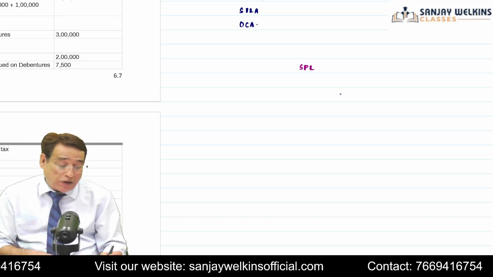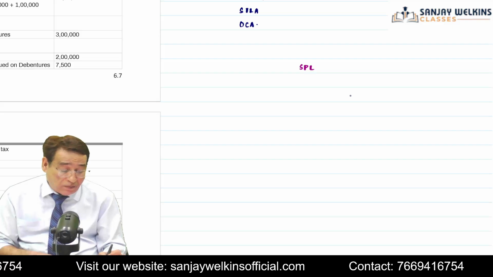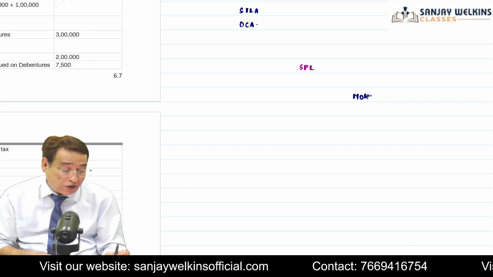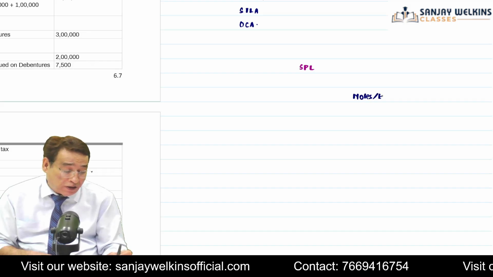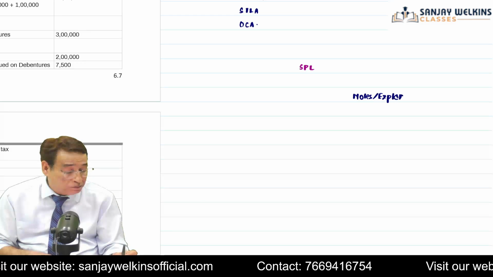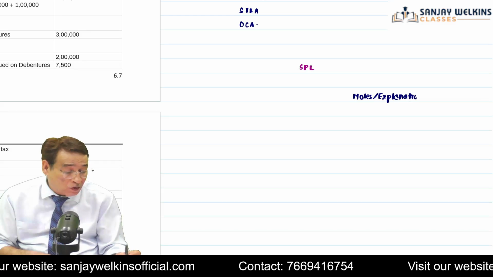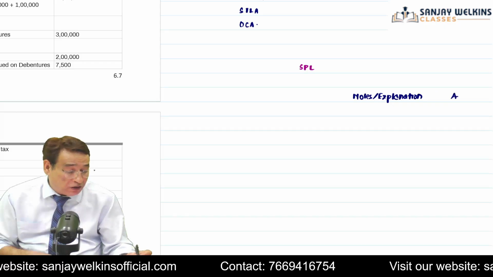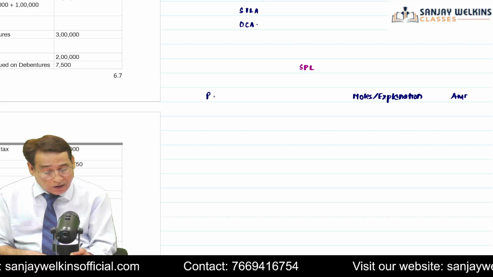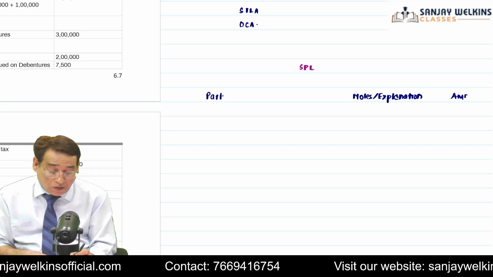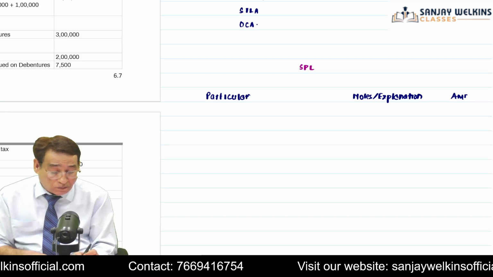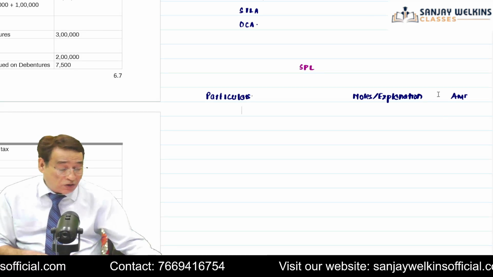In order to prepare the statement of P&L, similar to the last one, first of all I will write here notes and explanation. That means I will prepare the notes simultaneously. And then I will write the amount. Obviously here I will write particulars. And again, you need to draw out the format.